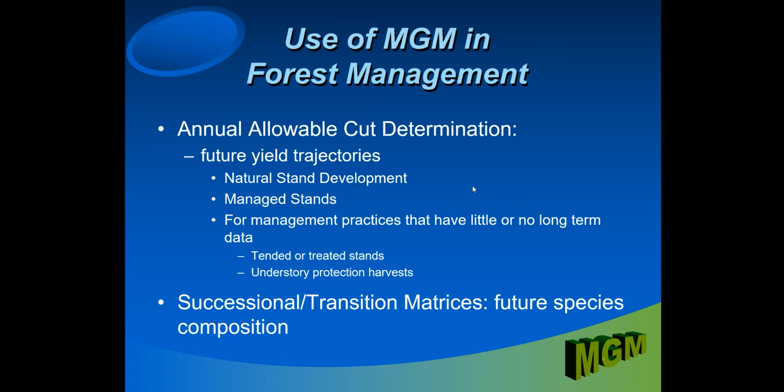Because of MGM structure, you can model natural stand development. You can model managed stands, and you can use it for tending and things like understory protection, all because, and I relate back to that competition, MGM doesn't need to know that it's a cut block, or a thinning. It just needs to know what's growing out there and what the pecking order of all the trees is. That's the basis for MGM.